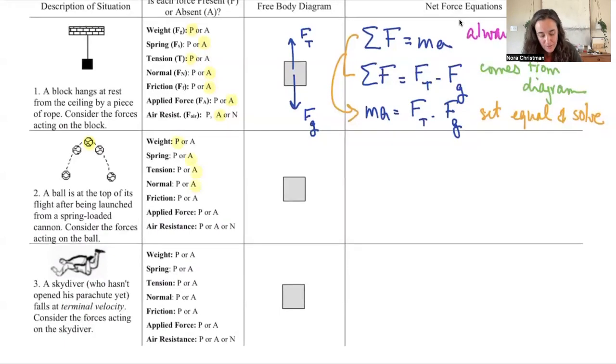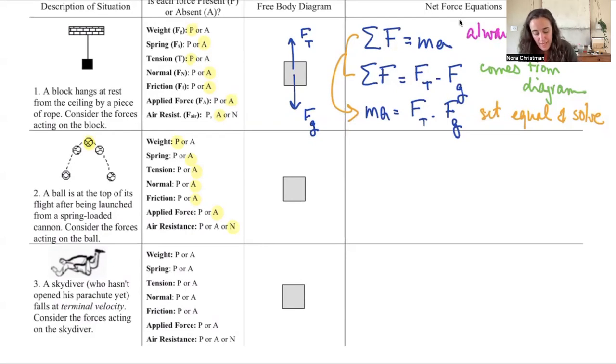And so we are going to have absent for all of the rest of these because at the top of its flight, none of those things are relevant. It doesn't say anything about the air. It is moving, but since it doesn't say anything about the air, I'm not going to worry about it. So I'm going to choose N for negligible. So it's like technically not 0, but it's close enough I can ignore it.